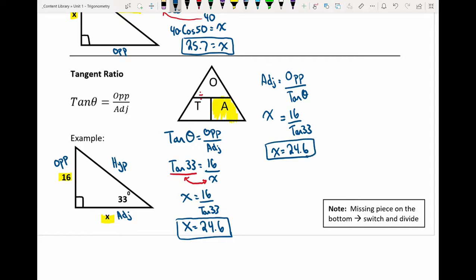So whether you choose to use the magic triangle or the ratios and solve algebraically using the two notes of switching and dividing or bringing up and multiplying, it should get you this.